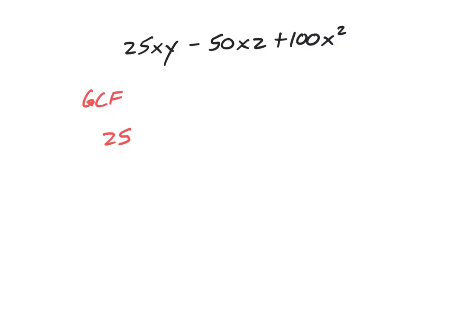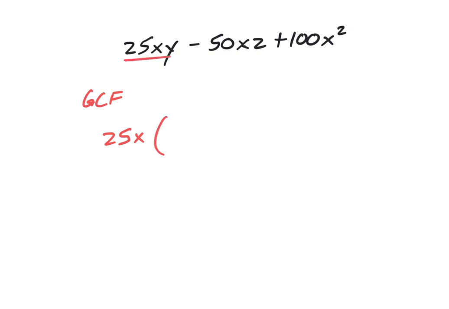Do all of the terms have an x? Yeah, so we can take out an x. Do all the terms have a y? No. Do they all have a z? No. So x is the only variable I can take out, and I can only take out one of them, because these two terms only have one x, and this one has two x's. So we have to take out the lowest that they all have in common. So we're going to take 25x out.